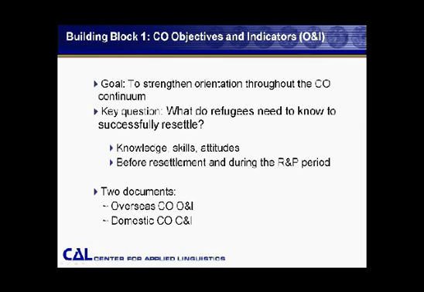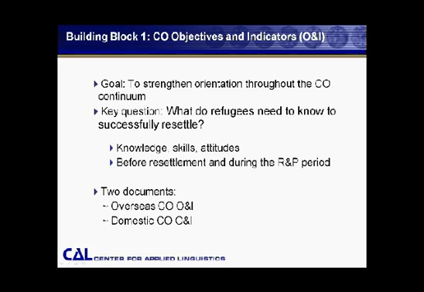So to talk about building block one, where the process started for the CO Objectives and Indicators project, we started with the goal, working with the CO working group and PRM, of strengthening orientation throughout the CO continuum. And the question we asked is, what do refugees need to know to successfully resettle in terms of knowledge, skills, and attitudes before resettlement and during the R&P period? Obviously, all of this in the context of effective orientation provision.